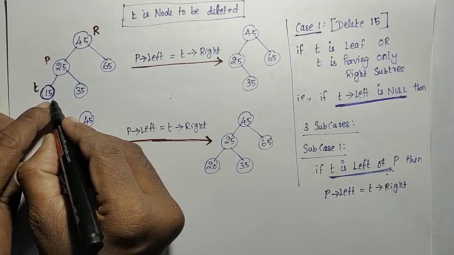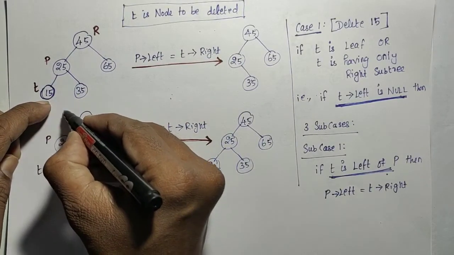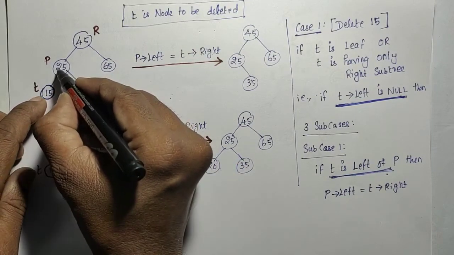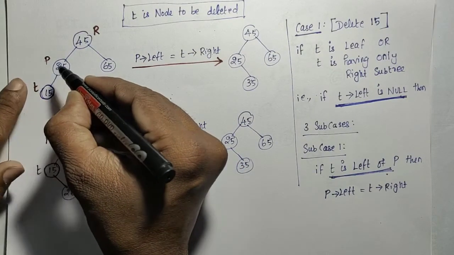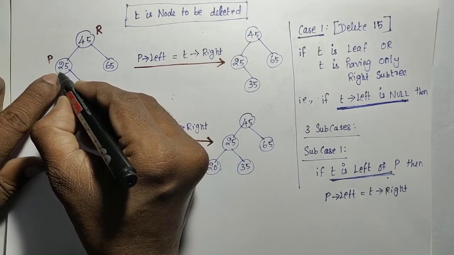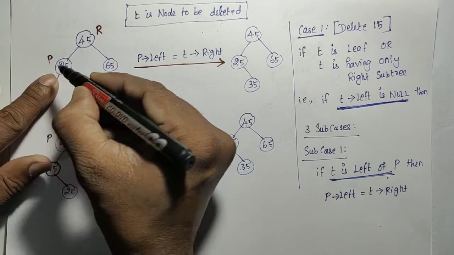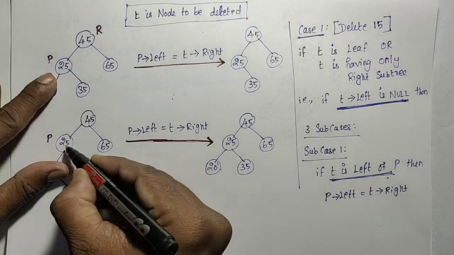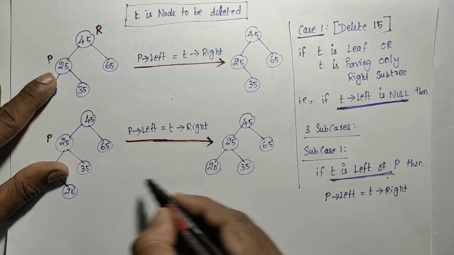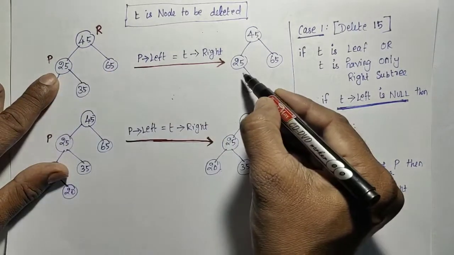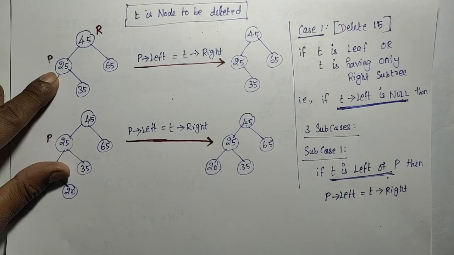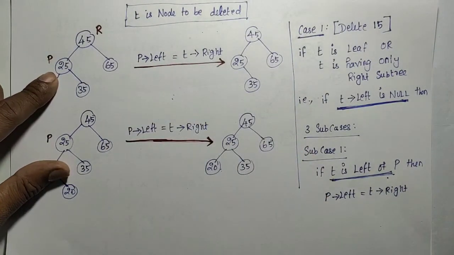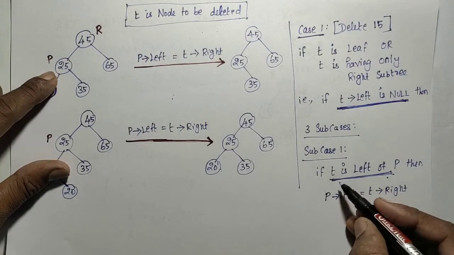In this case also, the same solution. T of left, T of right is null. Null will be stored to P of left. That means the P of left will be stored with null. Here the P of left will be stored with T of right, so that the right of the 25 will become 20. The right of the P will become null. Like that we can delete it. So the simple solution is P of left equal to T of right. So this is sub case 1.